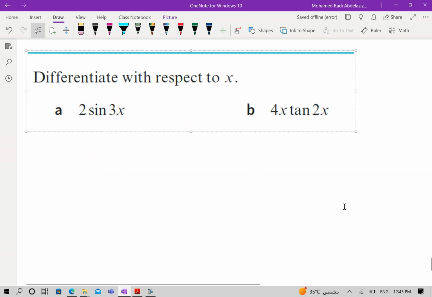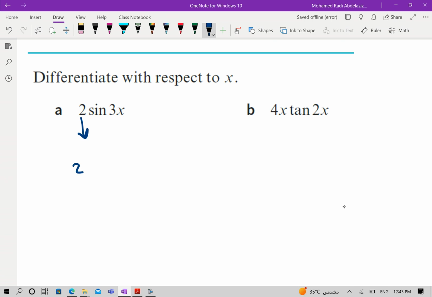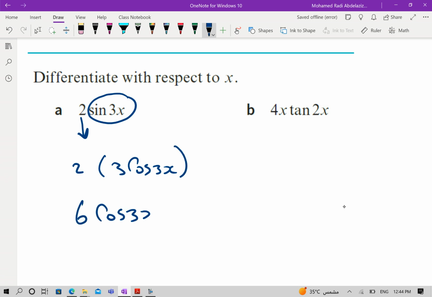Differentiate. 2 is a constant, leave it. Don't try to use u times v, but it's correct. You will get the differentiation of the first being 0, multiplied by the second, so no need to write this part. If it is a constant, leave this constant and differentiate only sine 3x. Differentiation of sine is cosine 3x multiplied by 3. So the final answer will be 6 cosine 3x.